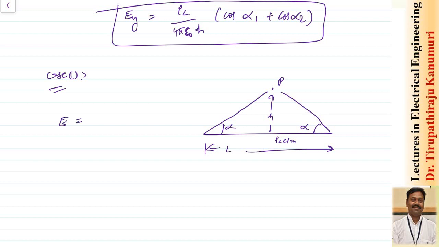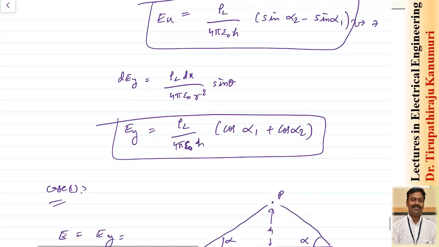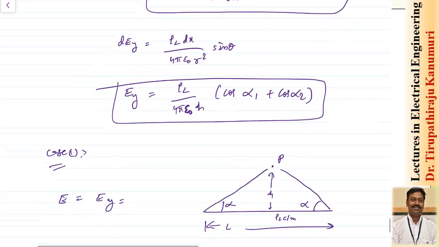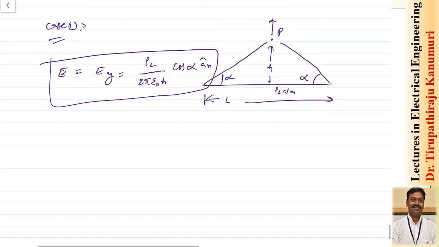In this case, E will be equal to Ey only, because if you substitute the x component, Ex will be sin alpha minus sin alpha. The Ex component will become 0, only the Ey component will remain. So this will be equal to rho L divided by 2 pi epsilon naught h into cos alpha, because cos alpha plus cos alpha is 2 times cos alpha. It will be in the normal direction. Normal direction means the direction perpendicular to this conductor. That's why I have represented it with aN. So this will be the equation.